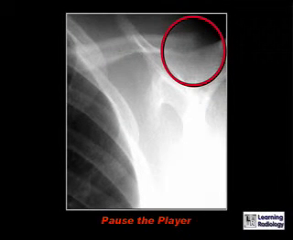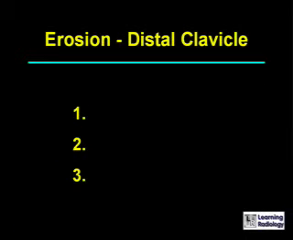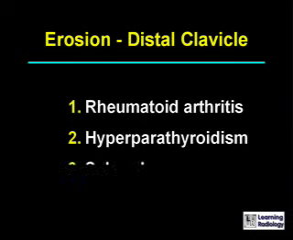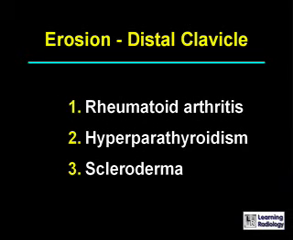Here's the next differential diagnosis. Pause the player. The differential is for erosion of the distal clavicle. There are three major causes. Pause the player. The three major causes of erosion of the distal clavicle include rheumatoid arthritis, hyperparathyroidism, and scleroderma.